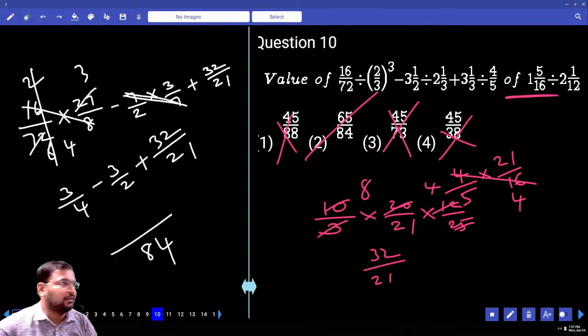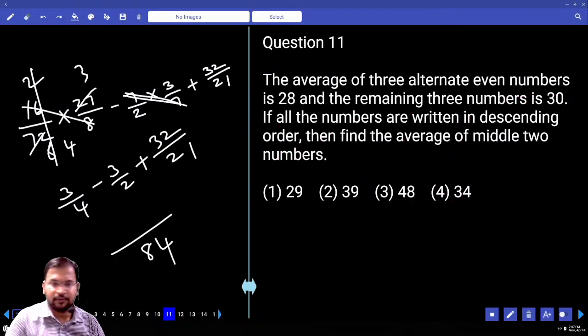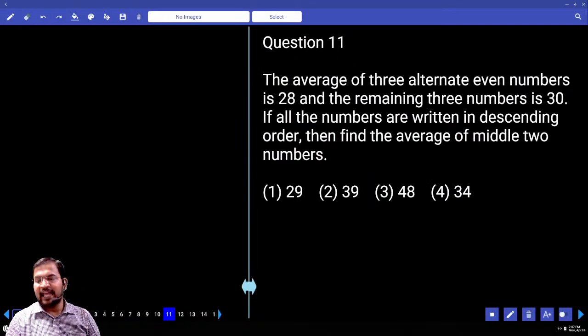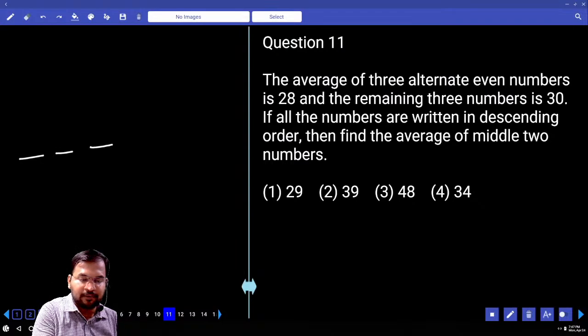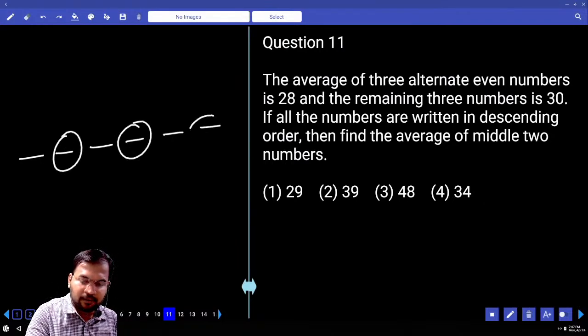Shall I go for the next question? Question number 11. Now here, the average of 3 alternative even numbers. All of you clear, Nana?